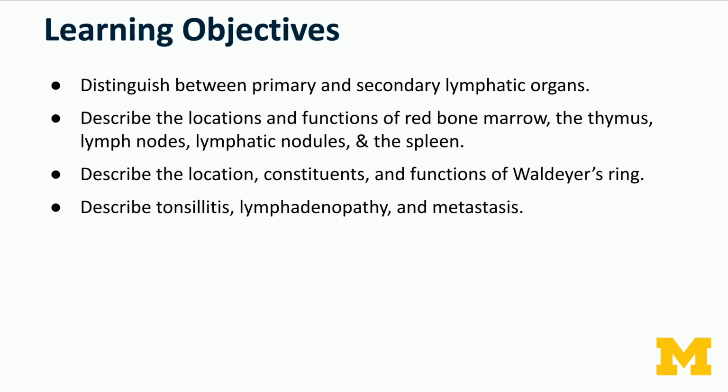Let's talk about lymphatic organs. In this video, we'll distinguish between both primary and secondary lymphatic organs and tissues. We'll also describe the locations and functions of red bone marrow, the thymus, lymph nodes, lymphatic nodules, and the spleen. We'll talk about the location, constituents, and functions of Waldeyer's ring, and we'll discuss tonsillitis, lymphadenopathy, and metastasis.